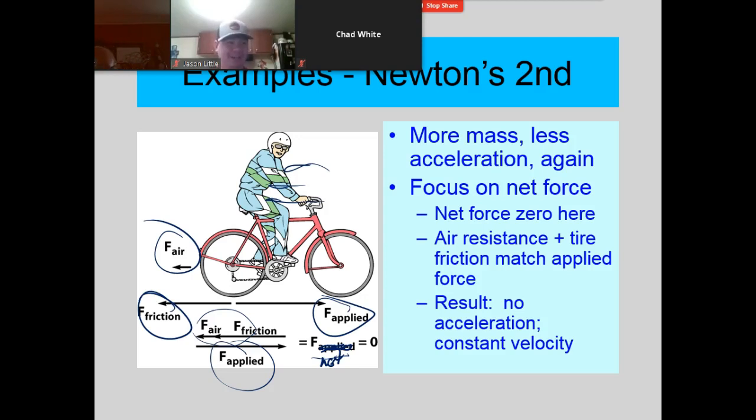The air resistance and tire friction exactly match the applied force. The result is no acceleration, which does not mean no velocity. It means constant velocity. Zero acceleration means constant velocity. Now, that velocity may be zero. That could be, but it doesn't necessarily mean that you're not moving. It's just that you're not increasing your speed.